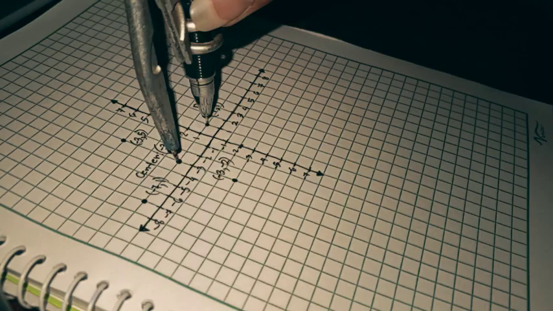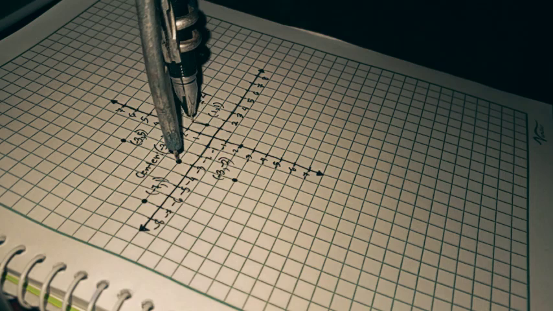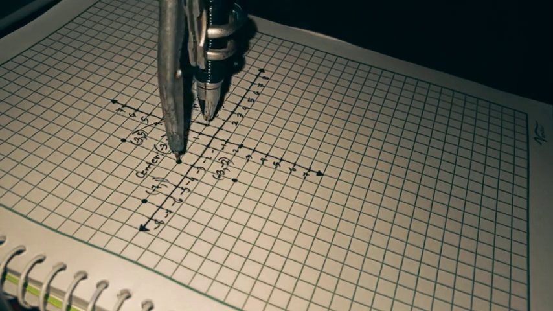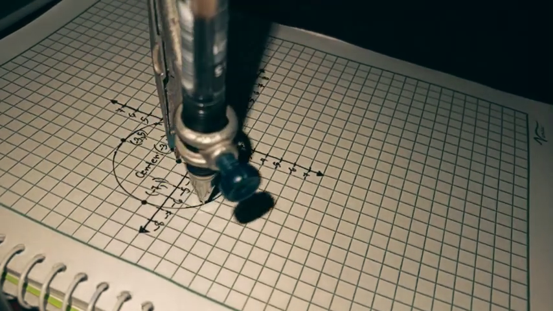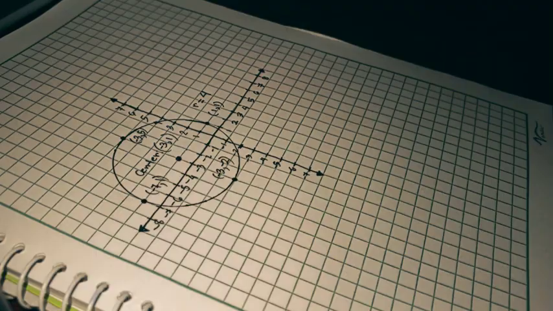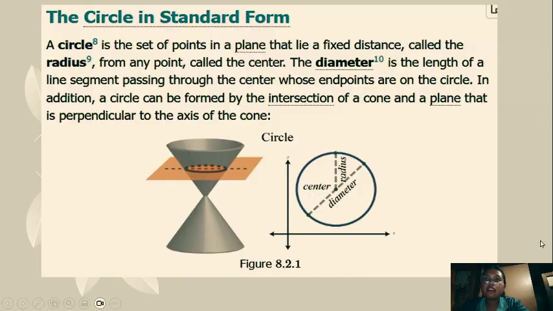For example, when drawing a perfect circle on a piece of paper using a compass, the tip of the compass stays at the center, right? While the pencil moves at a constant distance around it, and that distance is fixed, not changing. Okay, so this is exactly how a circle is defined in mathematics.